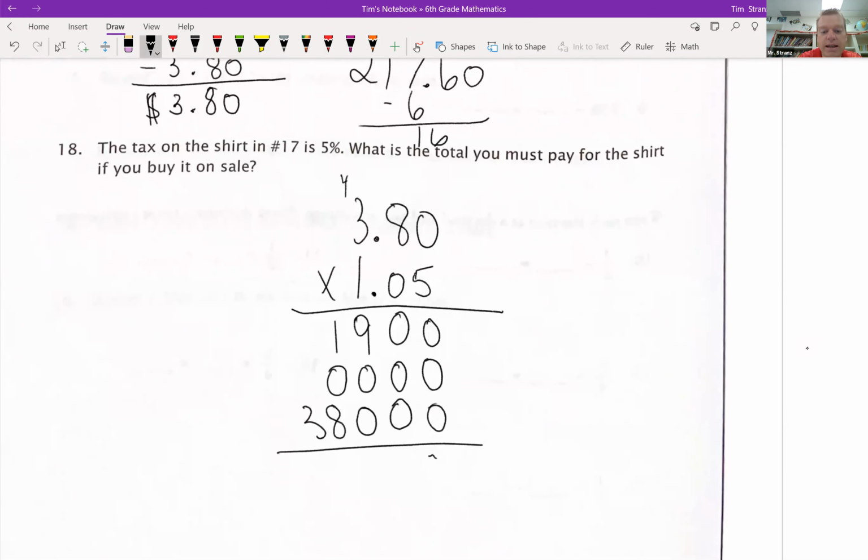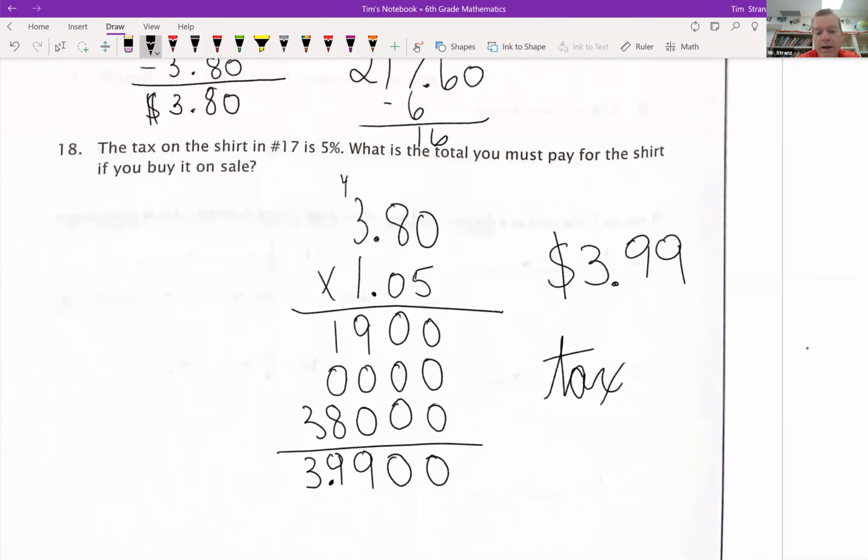Okay, I'm going to add these together. I have 4 decimal places, so 1, 2, 3, 4. Okay. So 5%, sorry, that's the school bell. Okay, so 5% of my $3.80 means I have to pay a total of $3.99, which means the tax was about 19 cents.